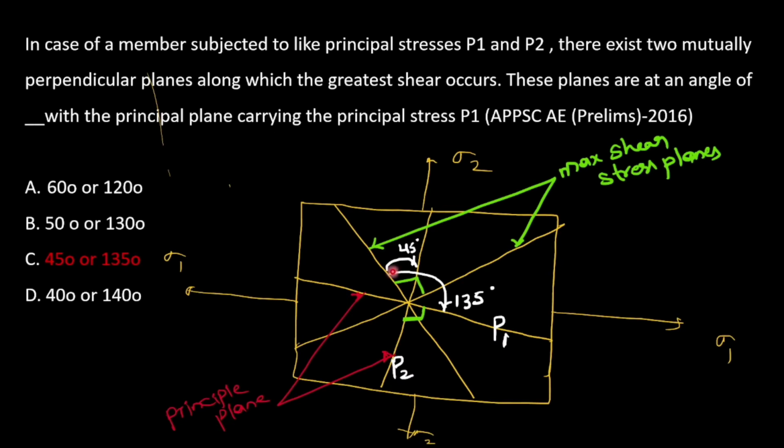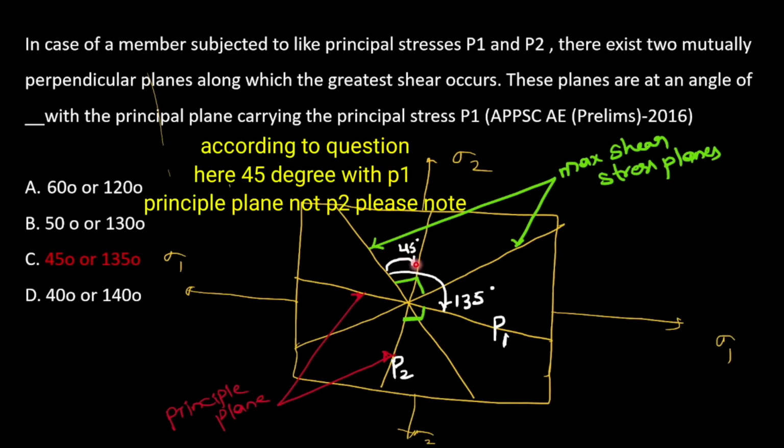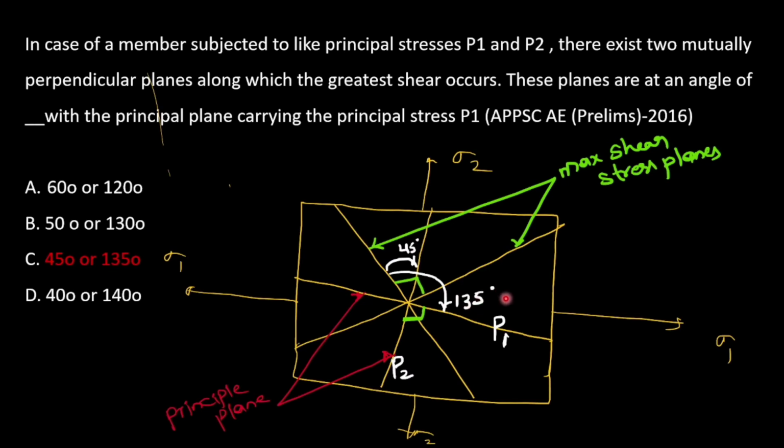We know that this maximum shear plane makes an angle with the principal plane of 45 degree, and with the other principal plane it will be 135 degree. So from the options it is 45 degree and 135 degree. So option C is the correct answer.